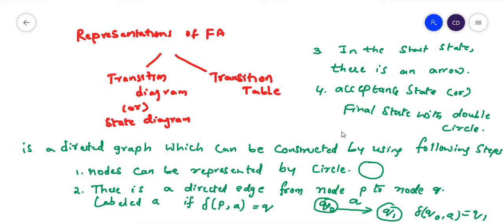And the third one is, in your transition diagram, the initial state can be represented with a circle with an arrow. That is, the initial state can be represented like this. And the acceptance state or final state in your transition diagram can be represented with a double circle. Suppose Qf is a final state, then it is indicated with a double circle.